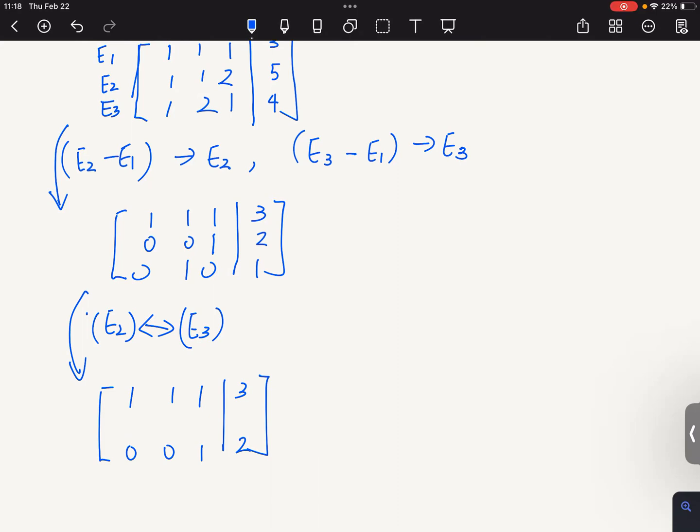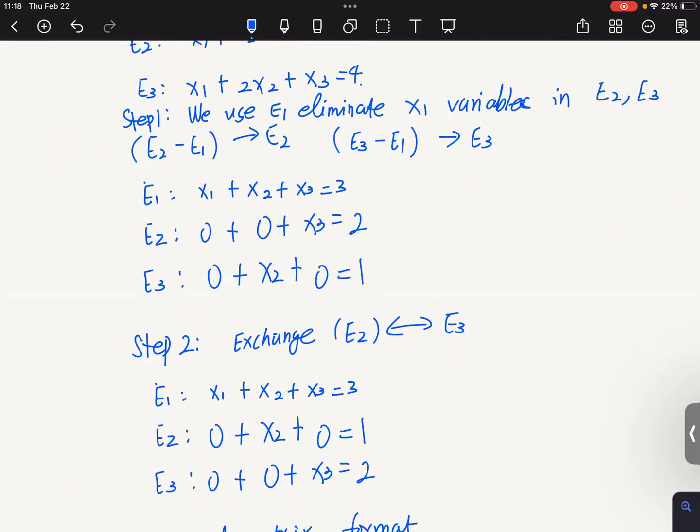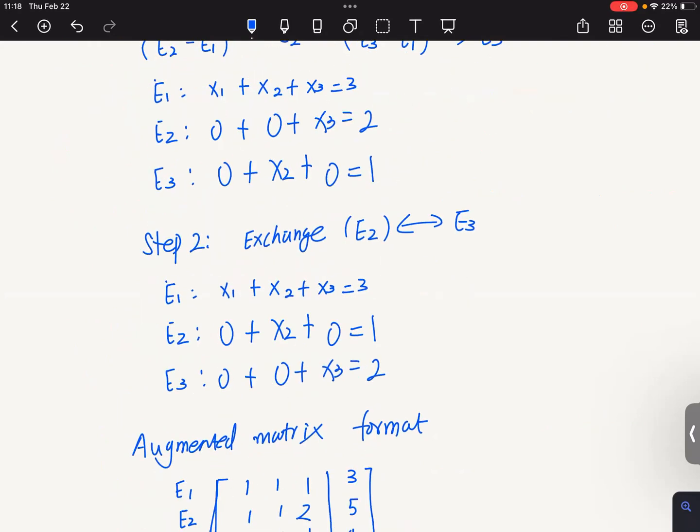And I'm going to move the original equation 3 to the equation 2 location. Okay, and I got this. And this is how we work with the augmented matrix format. From now on, we are not going to use this format to solve the equations because you need to write the variables each time. So from now on, we are just going to work on the augmented matrix format.